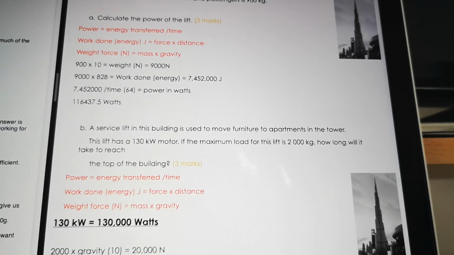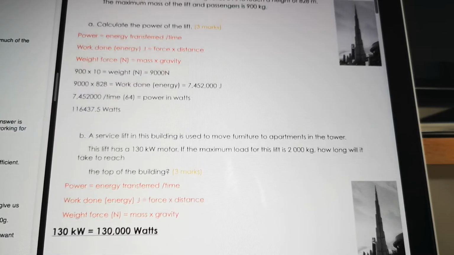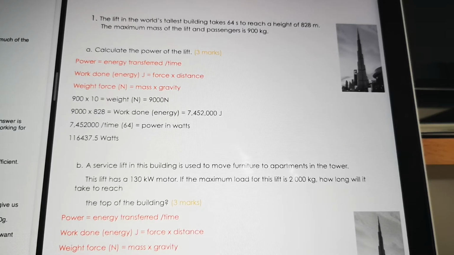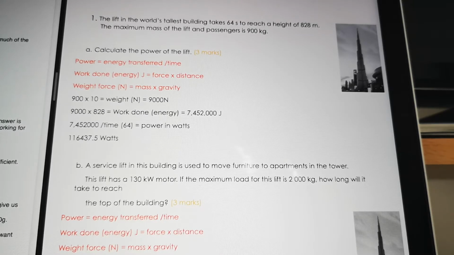Okay, so what you have here, the question says, the lift in the world's tallest building takes 64 seconds to reach a height of 828 meters. The maximum mass of the lift and the passengers is 900 kilograms. Calculate the power of the lift.